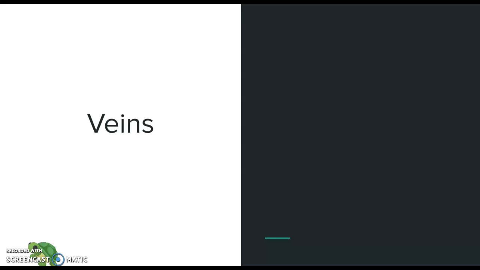Then we have our actual veins. So our veins carry blood toward the heart. Some things that are not here, but you want to make note of in your notes: veins are going to have a lower pressure because they don't have that propulsion from the heart, because they're going toward the heart. So veins will have a lower pressure.